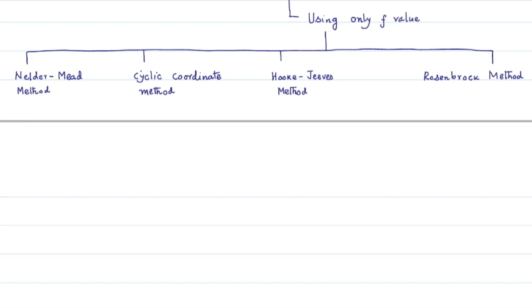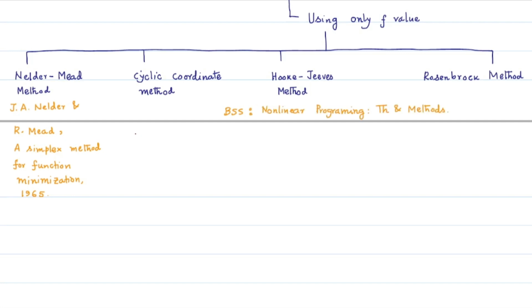For a reference for the Nelder-Mead method, I would like to refer you to the original paper by Nelder and Mead entitled A Simplex Method for Function Minimization. It came out in the year 1965. For all these three methods, the cyclic coordinate method, the Hooke-Jeeves method, and Rosenbrock's method, I would like to refer you to the book by Bazaraa, Sherali and Shetty that I have referred to earlier in this course also, entitled Nonlinear Programming: Theory and Algorithms.